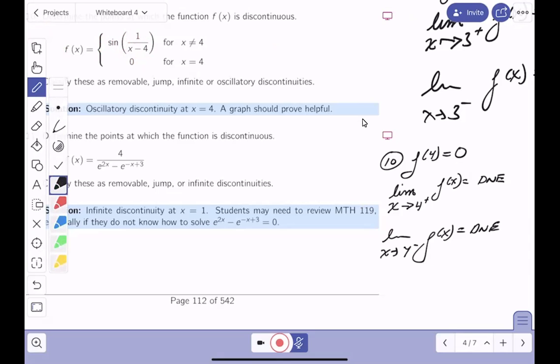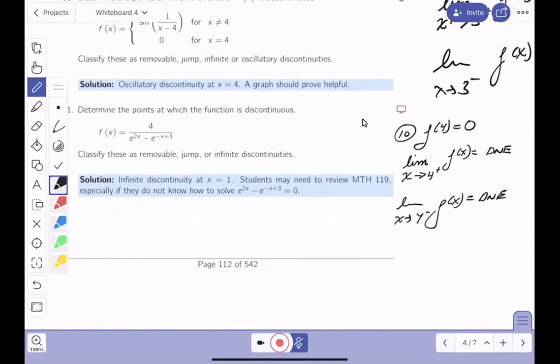So I'm going to read it to you. It says classify this as removable. Well, it's not removable. I can't remove that. It's not jump. What is it doing? It's oscillatory. It's going back and forth between two numbers, minus 1 and 1, and it includes all the numbers in between. So it oscillates between the two. All right, so I'm going to say it's oscillatory. Let me write this down for you. I see that here at 4.